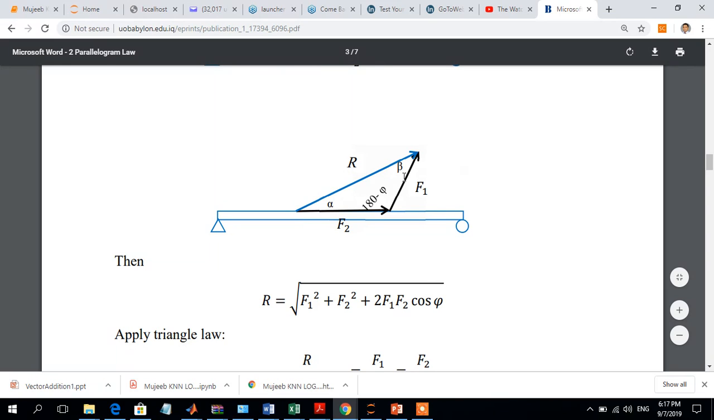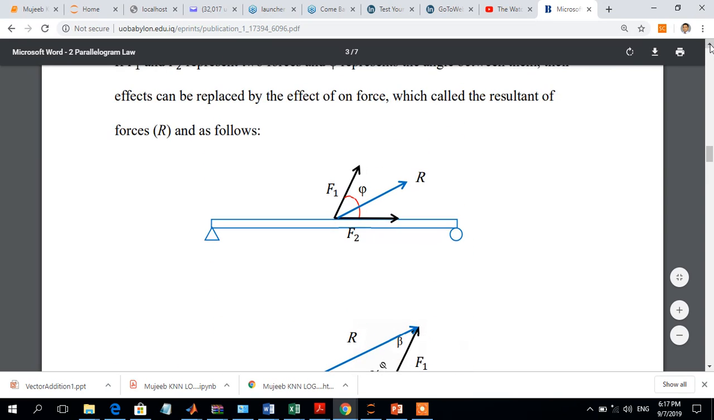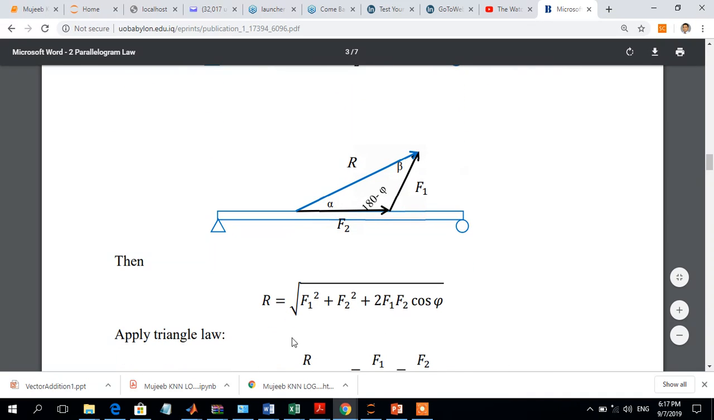According to the parallelogram law, the resultant force or resultant vector R is obtained by the equation: the first force squared, F1 squared, plus the second force squared, F2 squared, plus 2 times the first force multiplied by the second force into the cosine of the angle between the two forces. In our example, we have F1 and F2, and the angle between F1 and F2 was phi. Therefore, the equation becomes: R is equal to the square root of F1 squared plus F2 squared plus 2 F1 F2 cos phi.